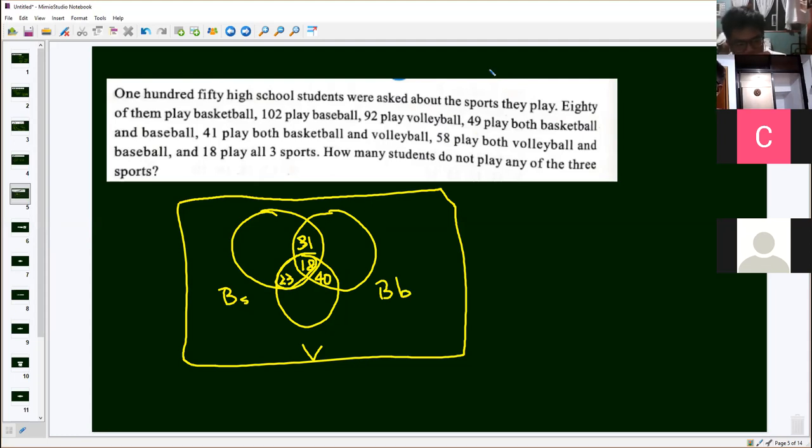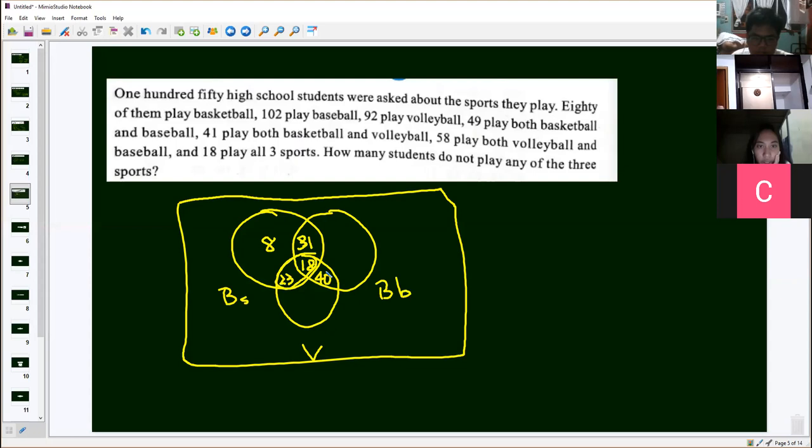72. Oh, that's 72 daw. Oh, I'm trusting you. Then 80, so 8 na lang to. Nasa labas. Oh, now next. 102. That's 31, 18, and 40 there already. So ilan ang total niyan? 13. 89. 89, right? So 13 outside.